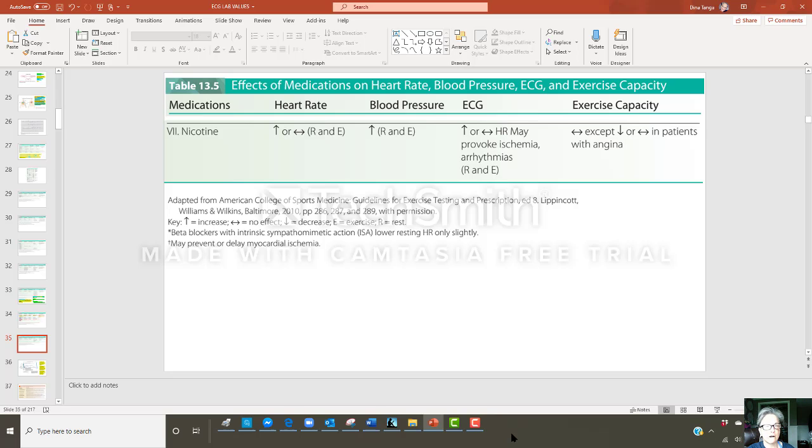Nicotine is going to increase heart rate or have no effect on heart rate during rest and with exercise, will increase blood pressure at rest and during exercise, may provoke ischemia and arrhythmias at rest and during exercise, will have no change on exercise capacity except possibly decrease or no effect in patients with angina.